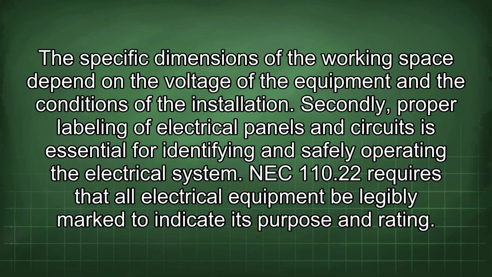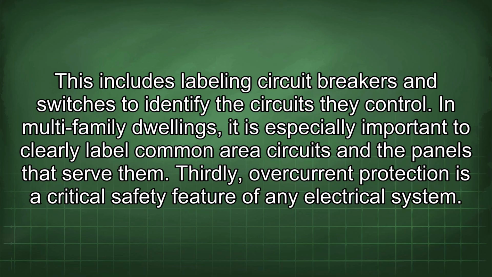Secondly, proper labeling of electrical panels and circuits is essential for identifying and safely operating the electrical system. NEC 110.22 requires that all electrical equipment be legibly marked to indicate its purpose and rating. This includes labeling circuit breakers and switches to identify the circuits they control. In multi-family dwellings, it is especially important to clearly label common area circuits and the panels that serve them.